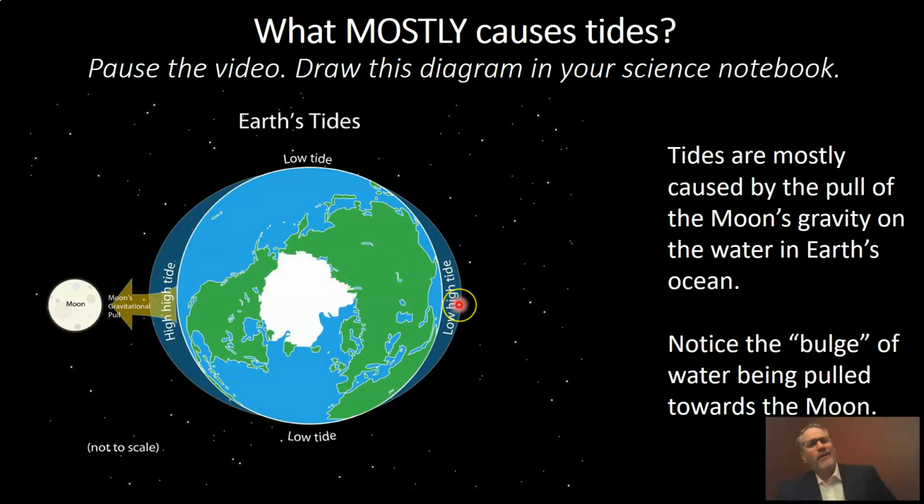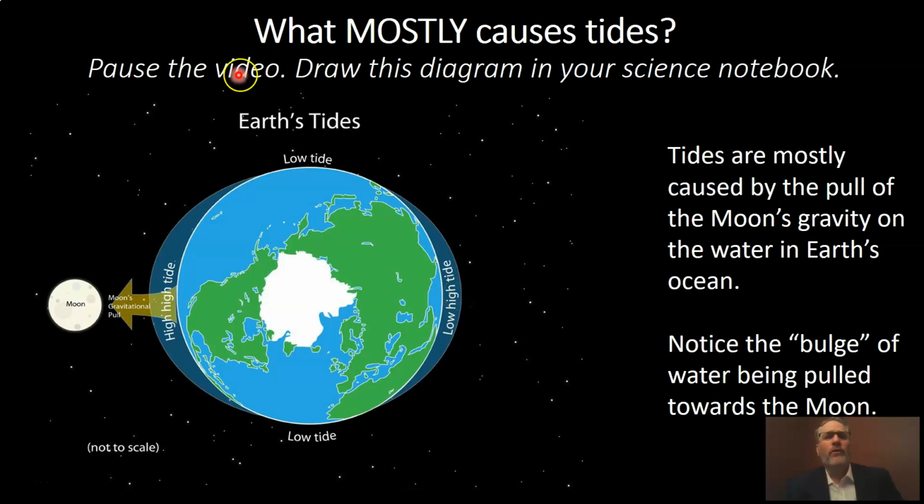But over here, you're actually on the side that is farthest from the moon. This is a little bit of a struggle, and so I'm going to go ahead and try to explain this. I will not ask you to understand why we have a high tide on this side. This is not something I would ever ask you in a quiz.